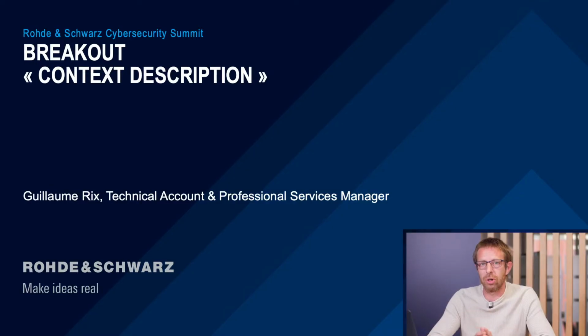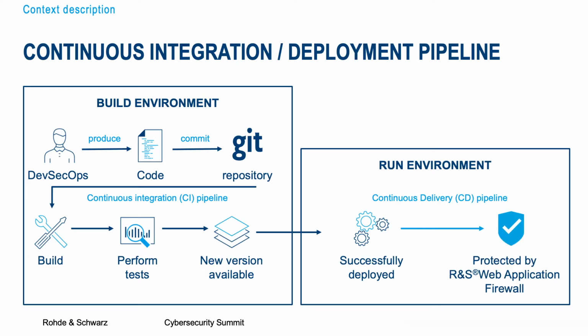It will be a short workshop about context description. This is a subject that we love at Rohde & Schwarz, and I start now. As you certainly know, we spoke about it this morning during the differentiation. We want to create some applications, some products around DevSecOps. And one way to do DevSecOps on the current product, Rohde & Schwarz WAF, is the context descriptions.